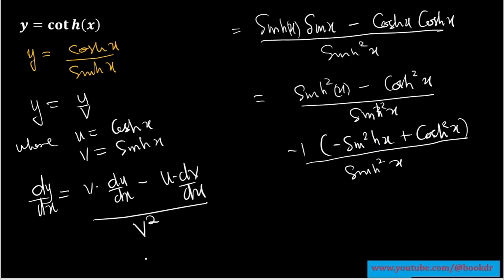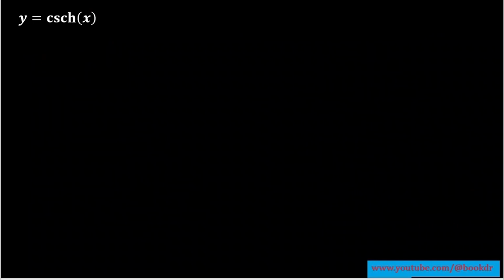We know that cosh square x minus sinh square x is 1 from the identities. So we get minus 1 over sinh square x, and this is a reciprocal identity equal to negative cosech square x. So this is the derivative of coth x. Let's move on to the next one.